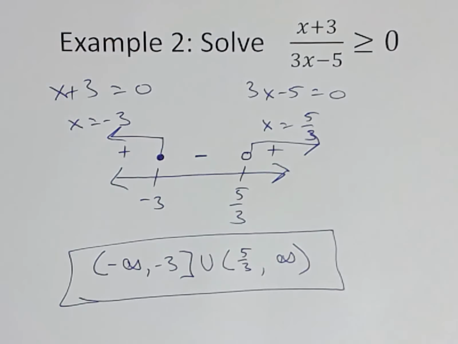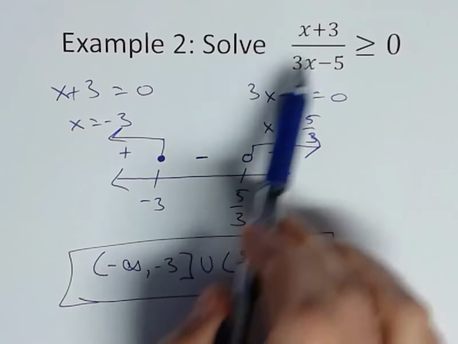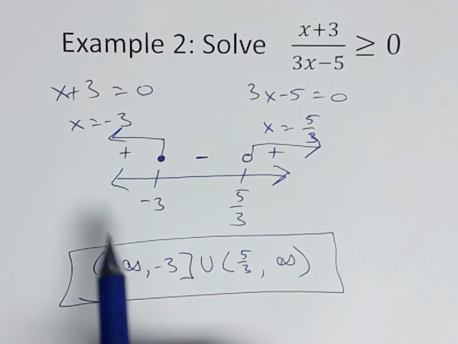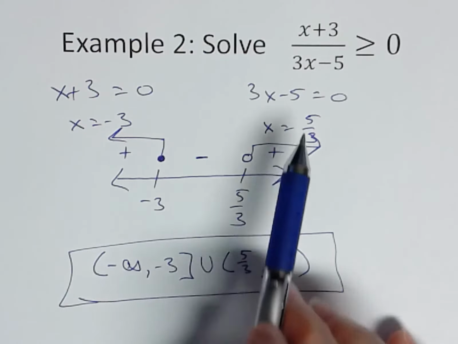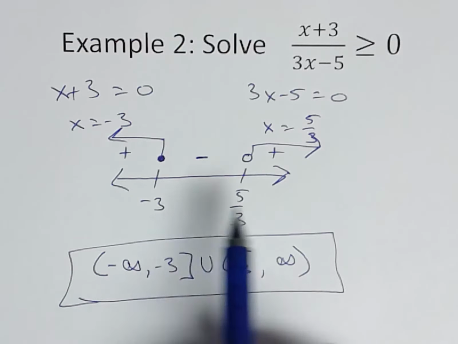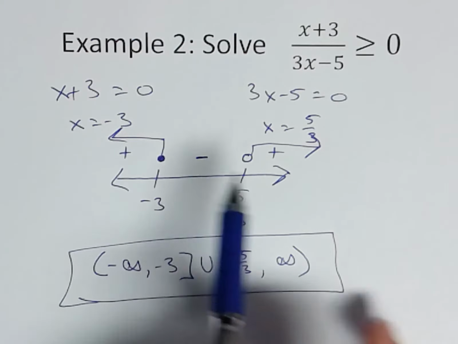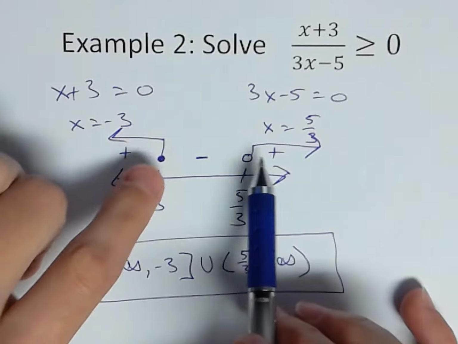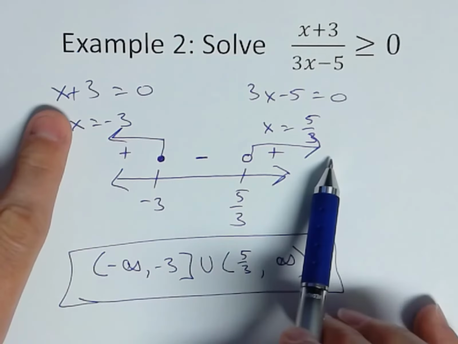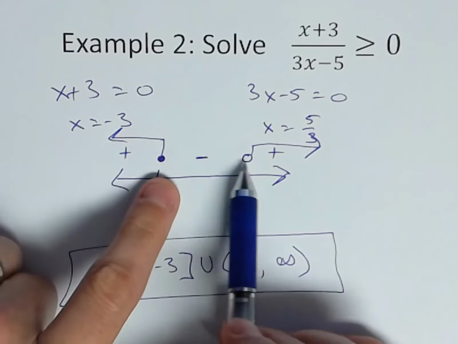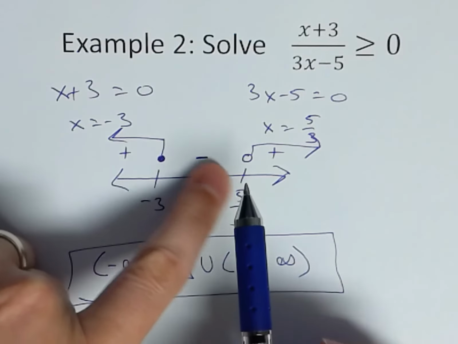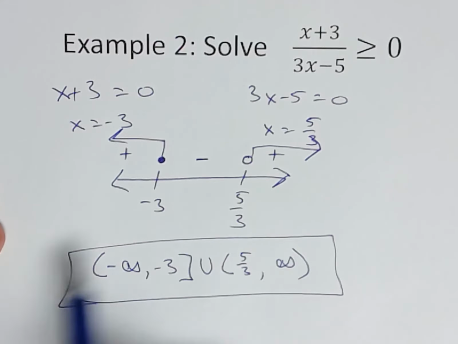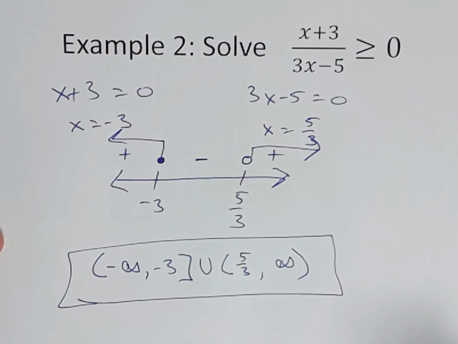Okay, so here's the key steps. Set the top and bottom equal to 0, solve, get those two critical values. Put them on a number line and test your intervals. If it's greater than, it's going to be a union. You're going to do the outside stuff. If it's less than, it's going to be right in the middle. It's going to be an intersection. And then just write the answer in interval notation. Not too bad, I hope.